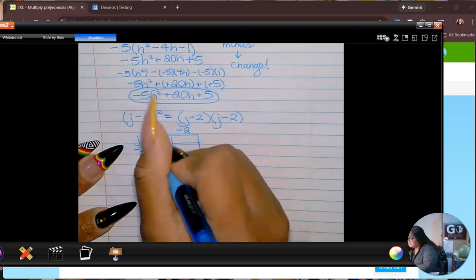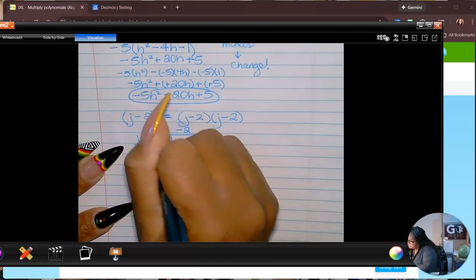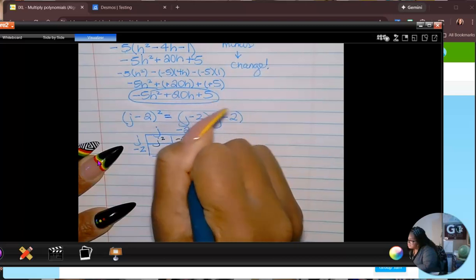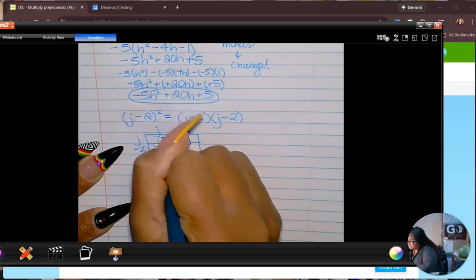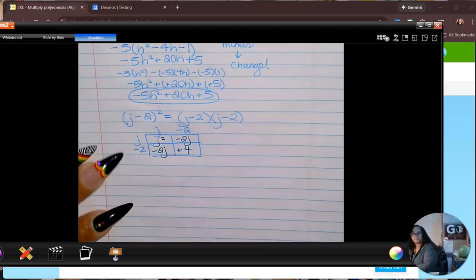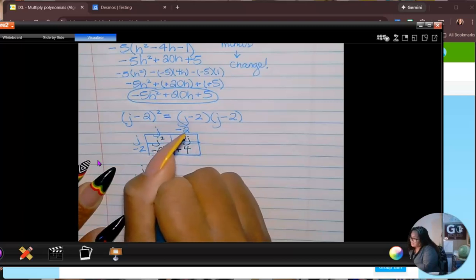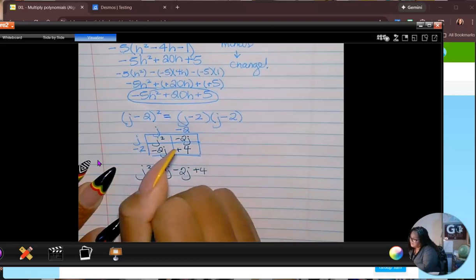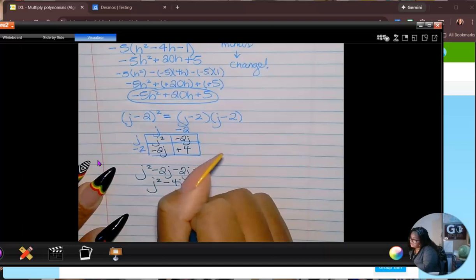J times j is j squared. Negative 2 times j is negative 2j. J times negative 2 is another negative 2j. And negative 2 times negative 2 is a positive 4. So I'm going to bring all of my terms down. J squared minus 2j minus 2j plus 4. This becomes j squared minus 4j plus 4.